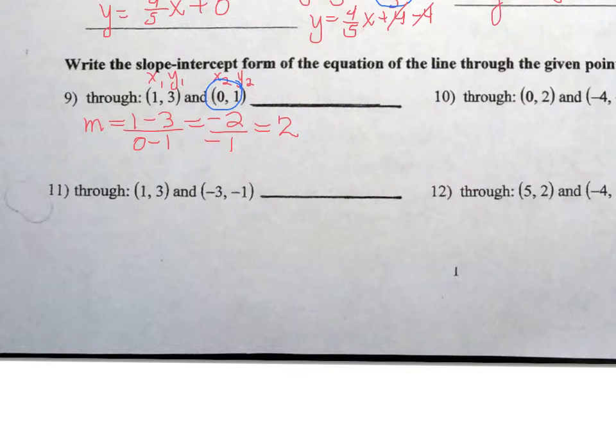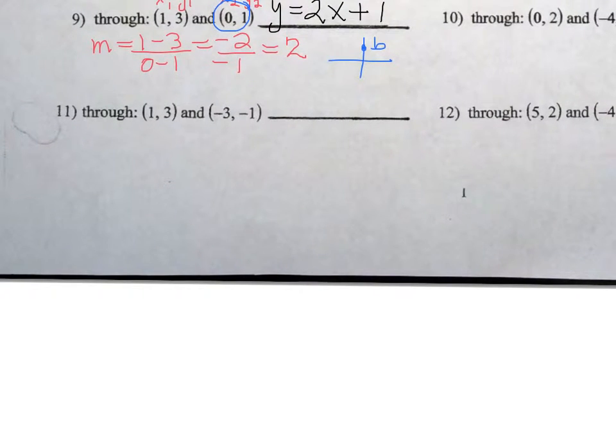Now, isn't it 0, 1, the y-intercept? Right? That is just the b. So, there you go. That's going to be the equation. The equation would be y equals, the slope is 2, and the y-intercept is 1. Number 10 is practically the same thing. Okay. Number 11. Number 11, we need to find the slope.